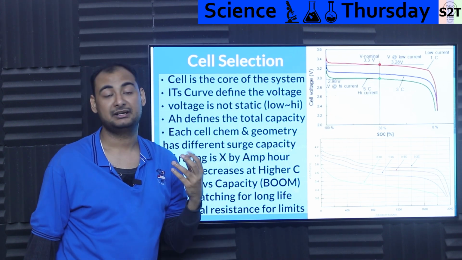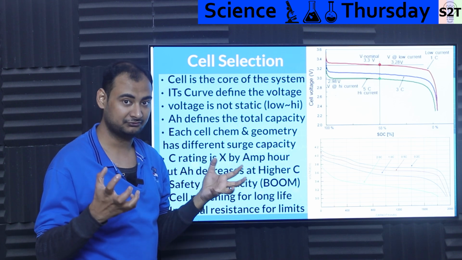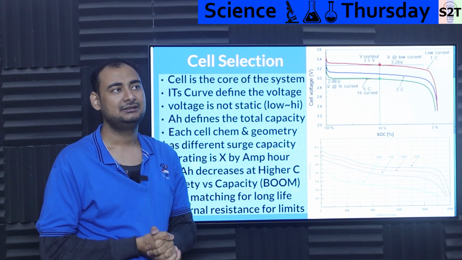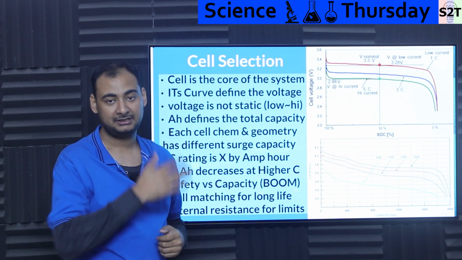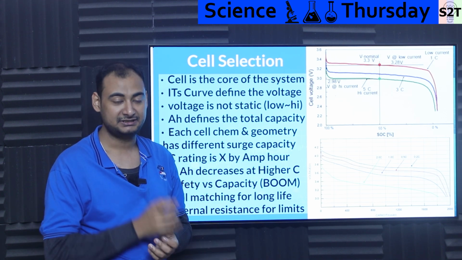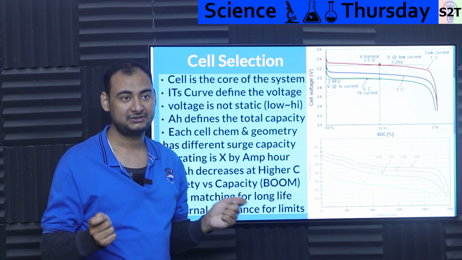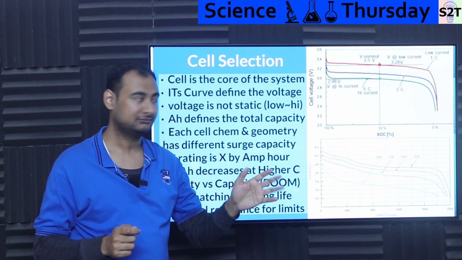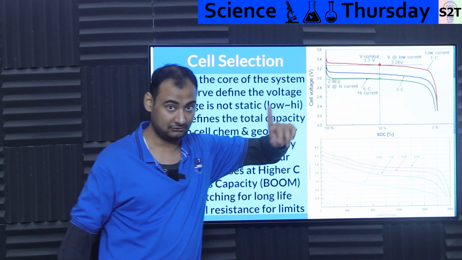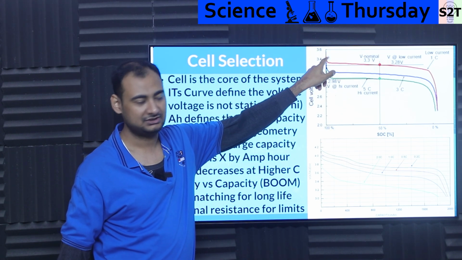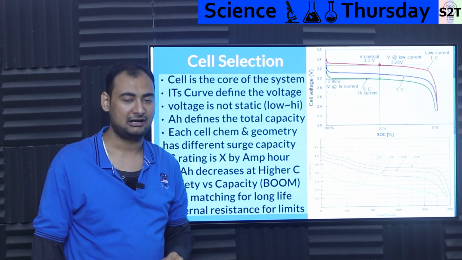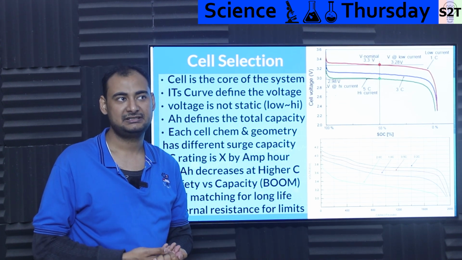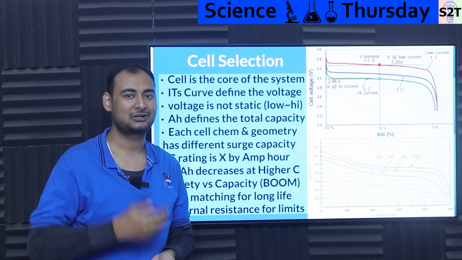And amp hour is defined by total capacity, basically how much oomph it has. Now here's the deal. How do you know that? Well, generally the industry has agreed to a 1C rating, meaning if you are saying it has 2 amp hours, that simply means if you drain 2 amps, you should be able to drain it from fully charged to fully discharged, at safe voltages, at 2 amps for 1 hour. Now what does that mean? That simply means if you're draining less, you can actually get more capacity.